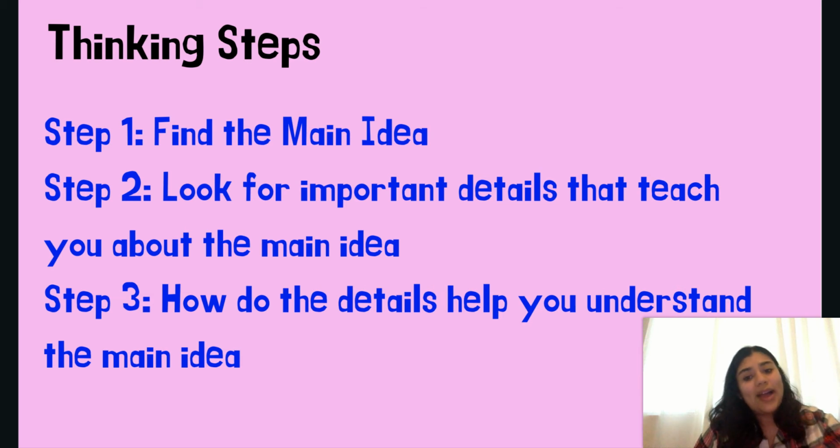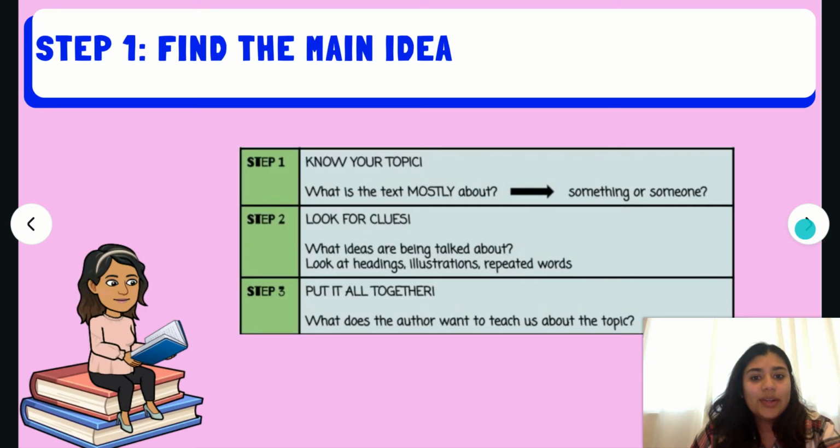That means we need to go back into the text to find important details that show you more about the main idea. And in step 3, you are going to tell me how do those details help you understand that that's actually the main idea. So let's take a look at step 1. We are going to be finding the main idea of pages 28 to 29.